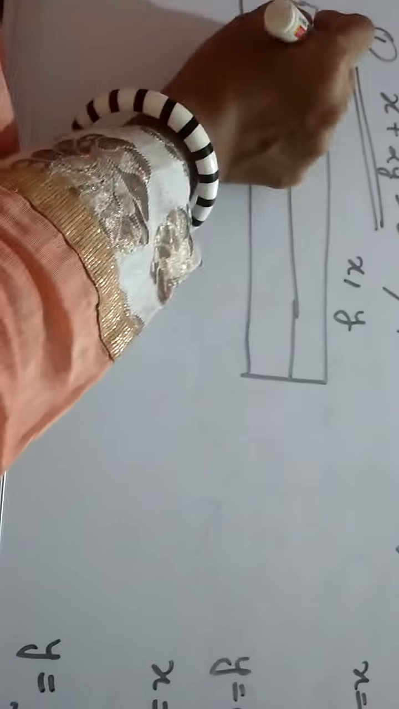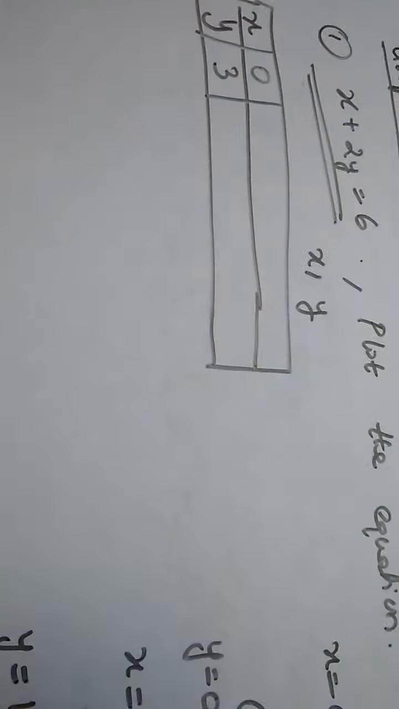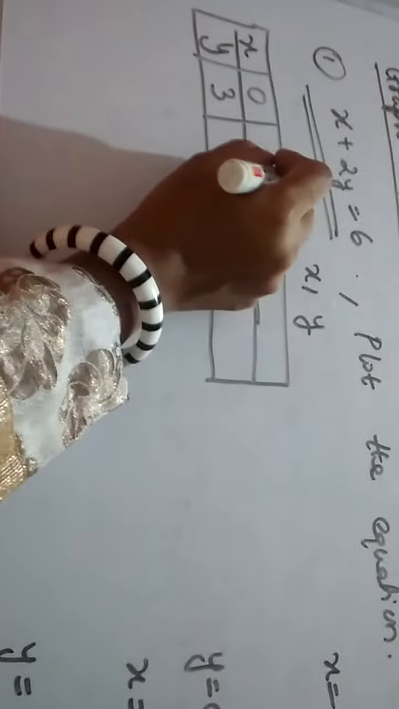I will make a table out of this data. On this table I'll write the values of x and y. Like this. Say for x is equal to 0, what is my y? 3. Similarly, I write the other values.